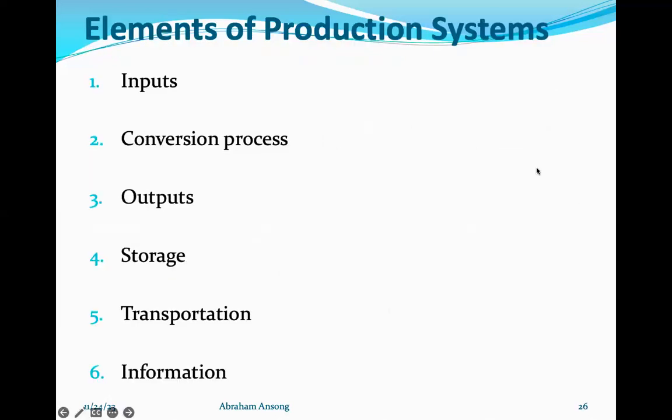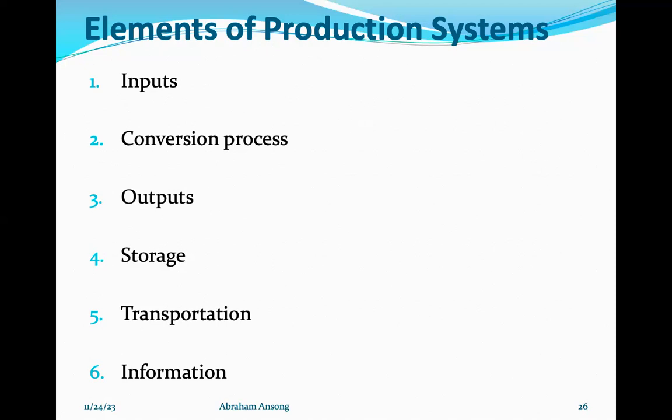So elements of production system, as you might have known from the earlier explanation, it will start with inputs. You'll get all of the raw materials or the inputs that you need, depending upon the type of industry. There is some conversion that takes place, processing takes place. So the second step is the conversion process. The third step, you get output. The fourth step of the production system is to have a storage facility.